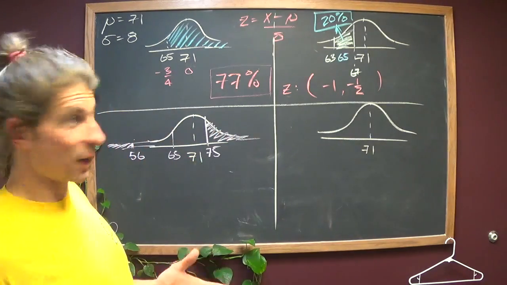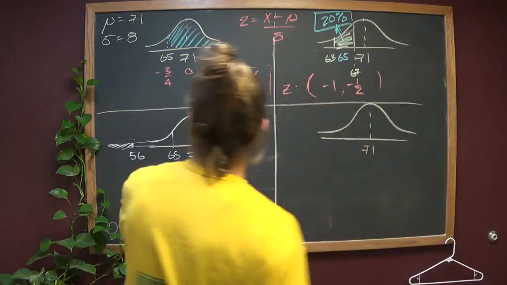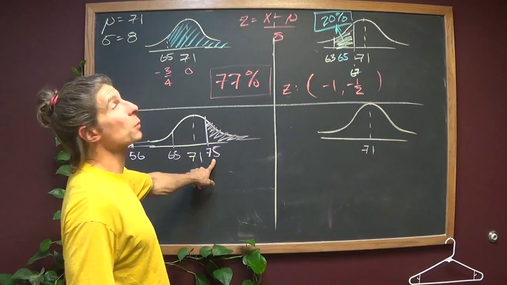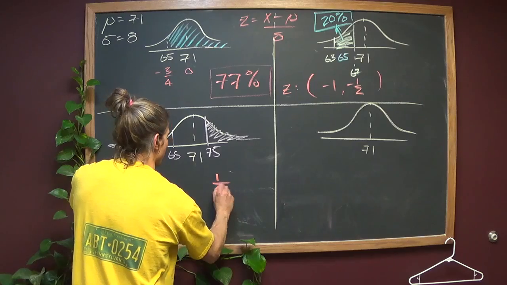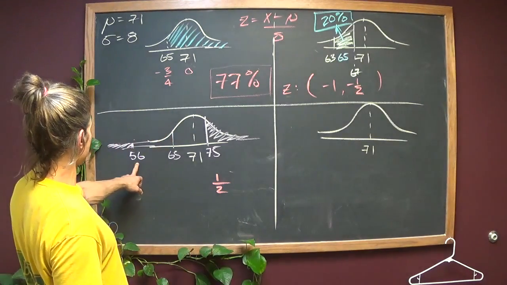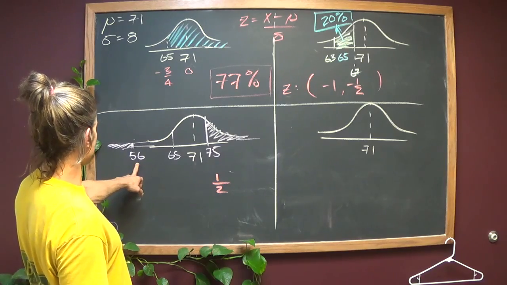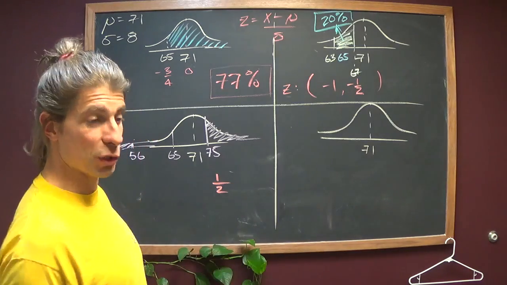So then all you've got to do is figure out the z-scores corresponding to these guys. So this is 4 up from 71. 4 up from 71 is a half a standard deviation. That's a positive 1/2. Okay. And then 56, let's see, how far down is 56 from 71? That's 15, isn't it? Yeah, that's 15 down. So 15 down is almost 2 standard deviations.